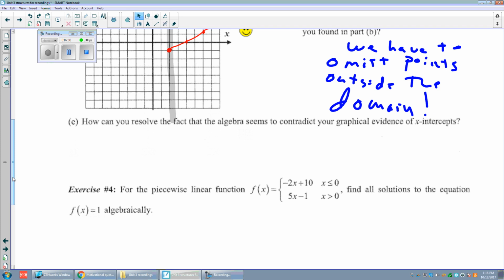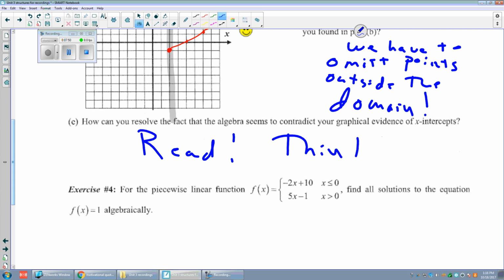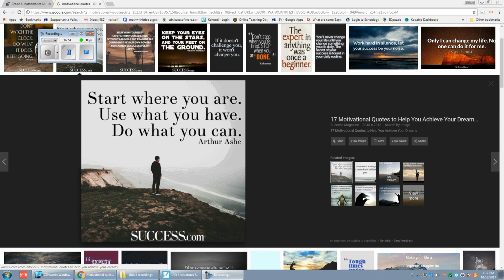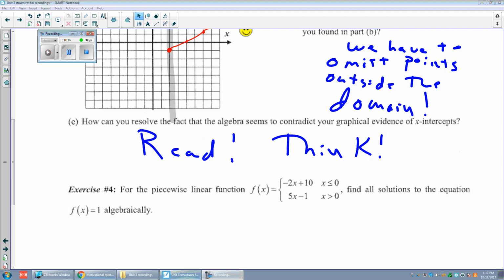How else can you resolve the fact that the algebra seems to contradict your graphical evidence of x-intercepts? Well, stick within the domain. Read. Think. How about start where you are? Use what you have. Do what you can. Stay within your domain. That's where it is. Start where you are. That's the beginning of your domain. Use what you have. That's your whole domain. Do what you can. Find your range.